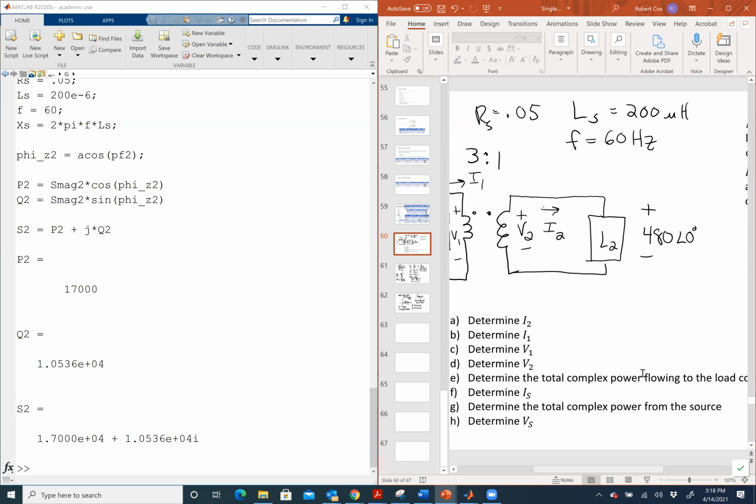But I don't know the impedance. I know the impedance angle, but I don't know its magnitude. All right. Well, if you know S and you know V, you can find I. If I know S and I know V, I can find I, right?